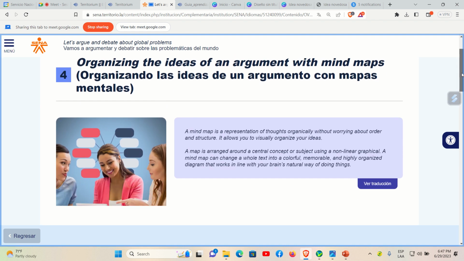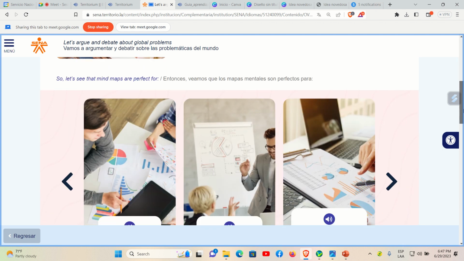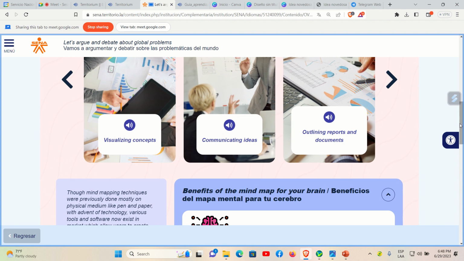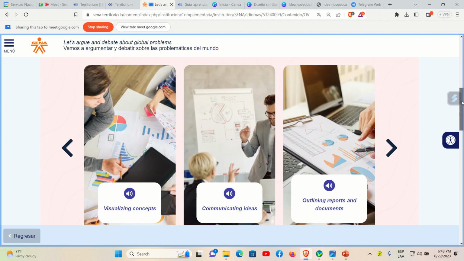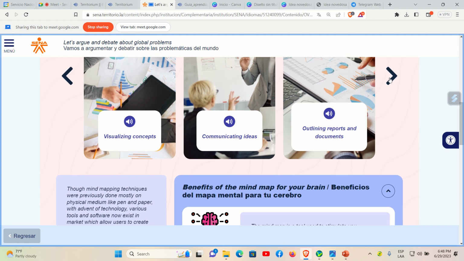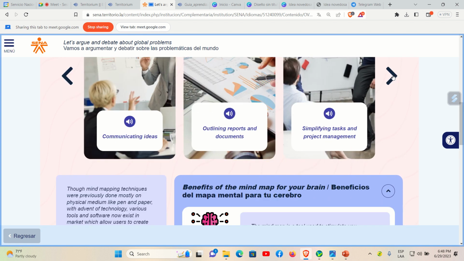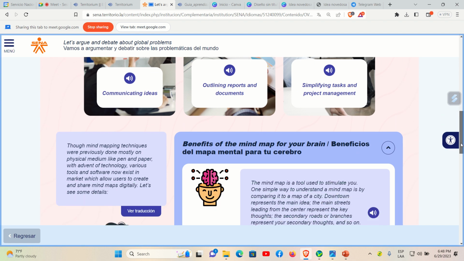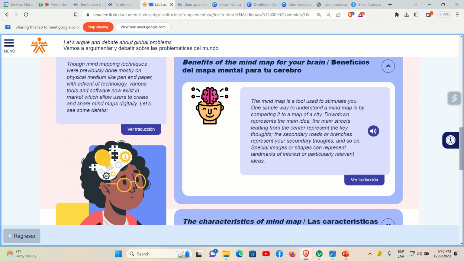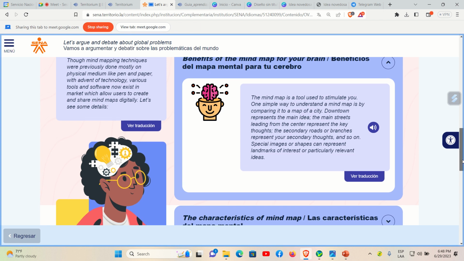And here we have organizing ideas of an argument with mind maps. Here we can find some tips for our graphics: visualizing concepts, communicating ideas, outlining reports and documents, simplifying tasks and project management, and so on. And of course, here you can find some benefits of the mind map for your brain. It says that it's very healthy.